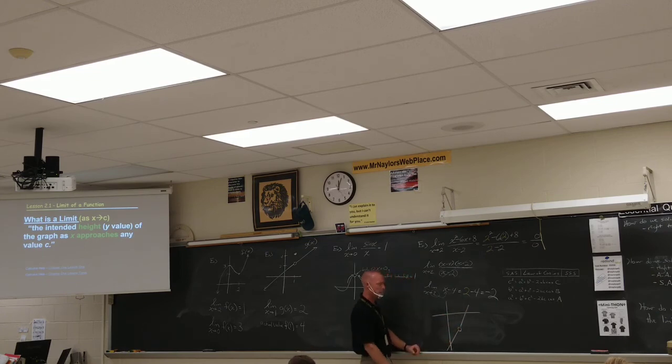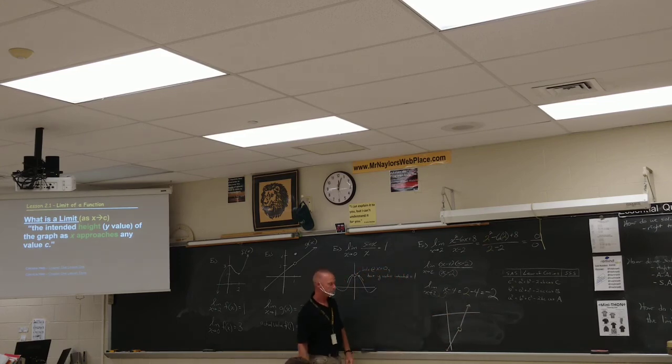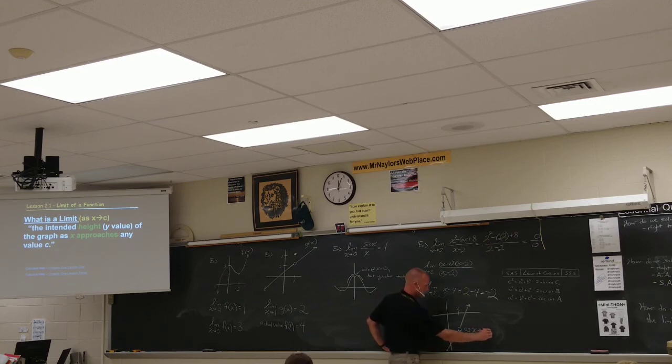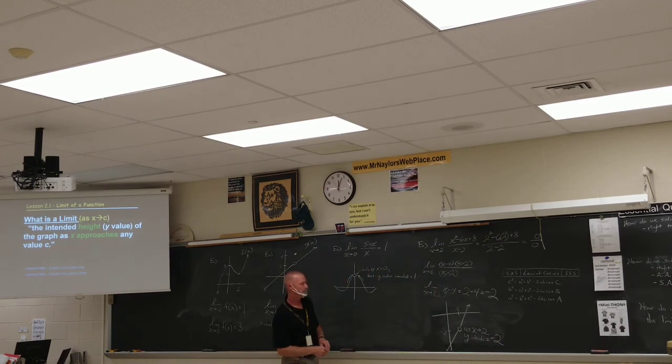Now you might want to have a copy of this function. It's the same graph he showed, just without the silly sound effects, but it has an intended height of -2 as x approaches 2. To write that out with some simple words, as x approaches 2, y intends to equal -2.